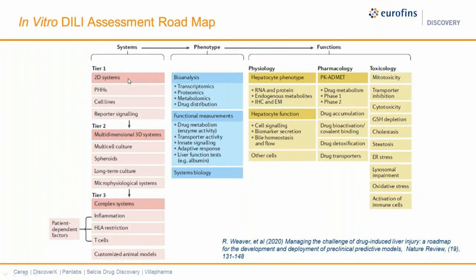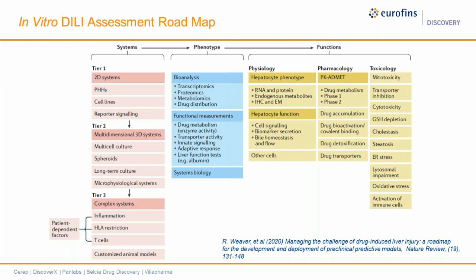And because DILI can be a multi-step and multicellular disease process, the prediction of all forms of DILI is inherently impossible by a single assay. In a publication this year in Nature Reviews Drug Discovery, a group from European pharmaceutical companies and academic partners proposed a roadmap for the development and the deployment of in vitro predictive models for DILI.